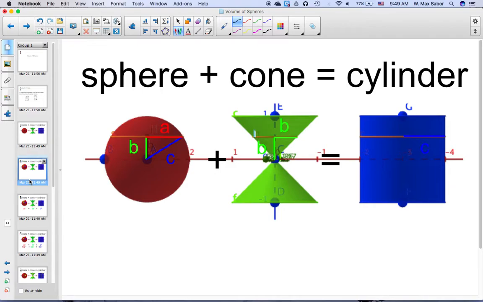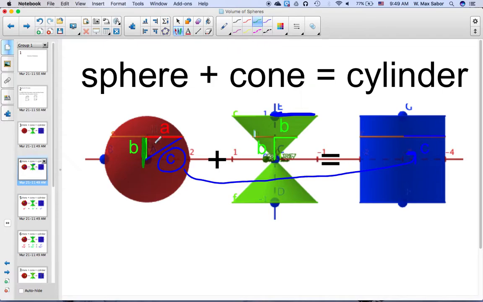So the idea is that if we look at the measurements on here, no matter what circle we're looking at on the sphere, we can form a right triangle. We can say straight up is going to be B, straight right is going to be A, and then that gives us C, which is also known as the radius of the sphere. Because C is the radius, it's also going to be the radius of the cylinder. It's also going to be the radius of the cone, but we don't care about that as much.